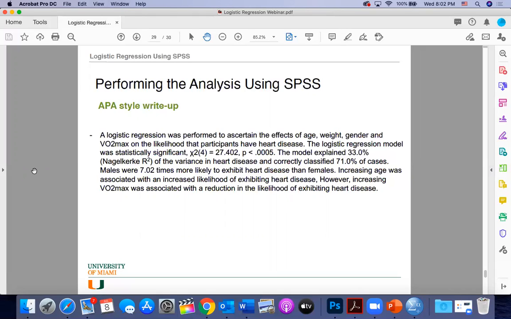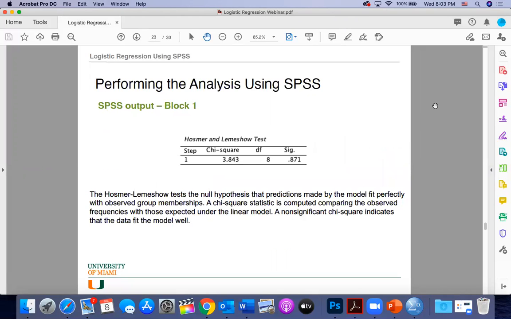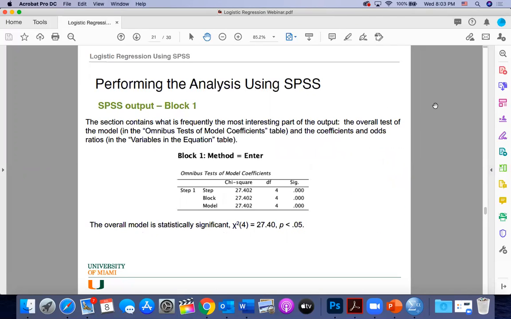Then move to the overall model. So we saw that the logistic regression model was statistically significant. Let's go back to the table and show you which table exactly it is. So this was the first table. We can see that the overall model is significant with a chi-square value of 27.40 and degrees of freedom of 4.